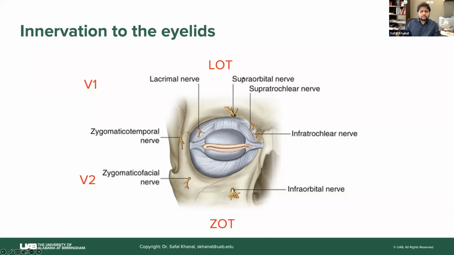You can remember by the mnemonic LOT on the superior side and ZOT on the inferior side: lacrimal, supraorbital, and supratrochlear. On the lower side, zygomaticofacial, which remember is a branch of maxillary, V2, and infraorbital and infratrochlear nerve. These are the branches of the V2 maxillary, the zygomaticofacial.